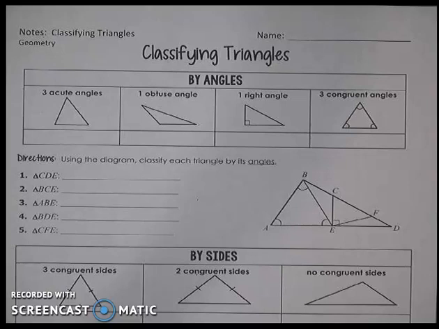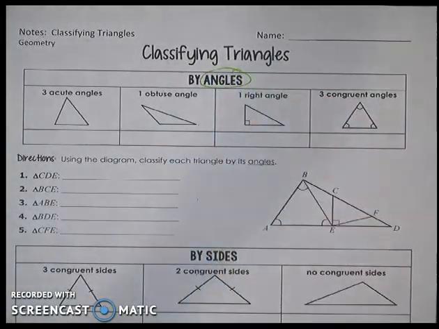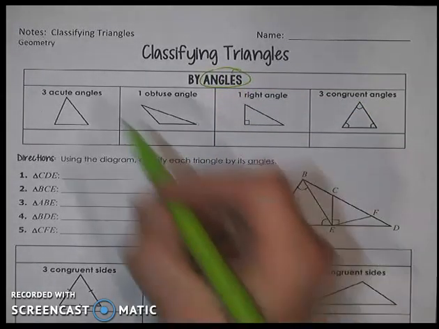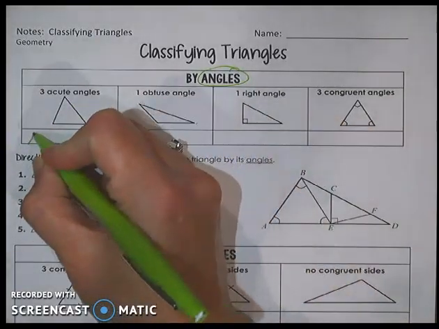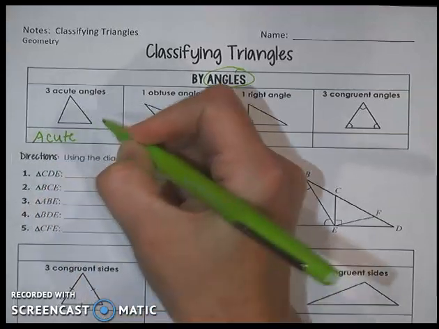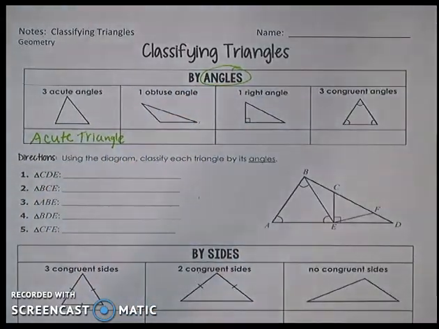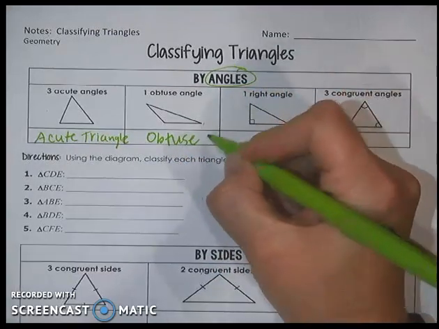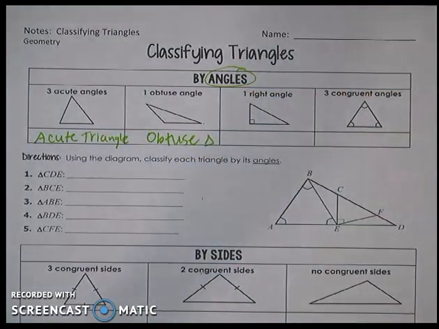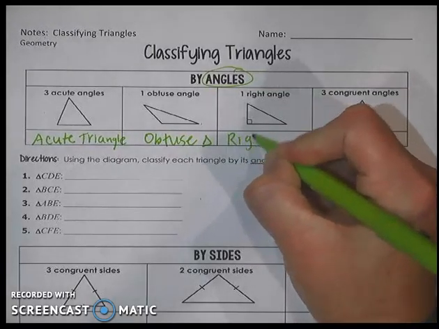So the very first thing that we're going to look at is just classifying triangles. And the first thing is we're going to classify them by their angles. So if a triangle has 3 acute angles, we call that an acute triangle. If it has 1 obtuse angle, we call that an obtuse triangle. And I'm just going to write obtuse and put a triangle. If it has a right angle, we call it a right triangle.